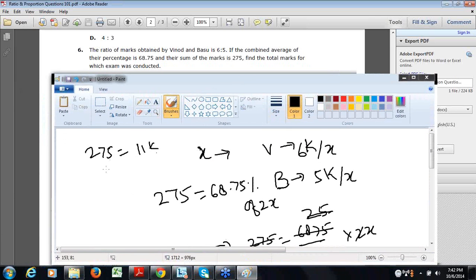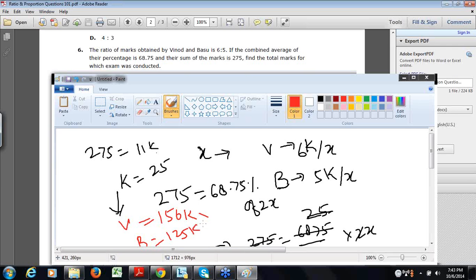So another way of solving this question was, say 5 is to 6, so 275 is 11k, so k is equal to 25. Which implies Vinod got 125 and Basu got 150, and the total of this is 68.75%. So you can solve that way as well.